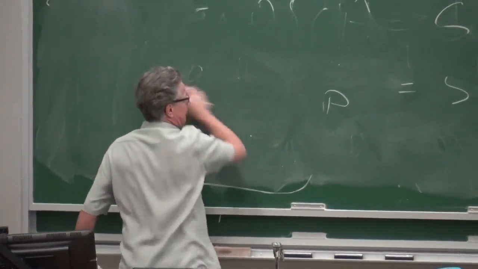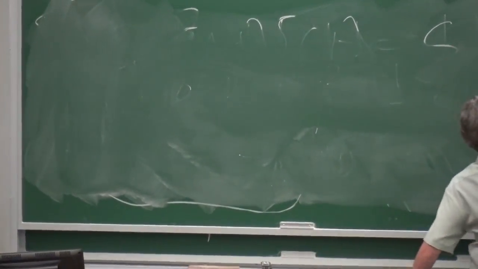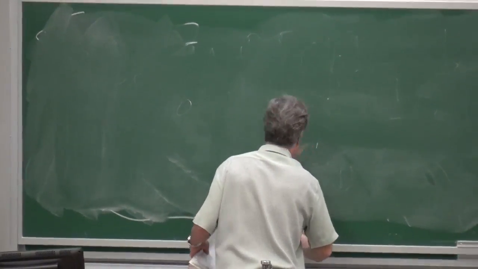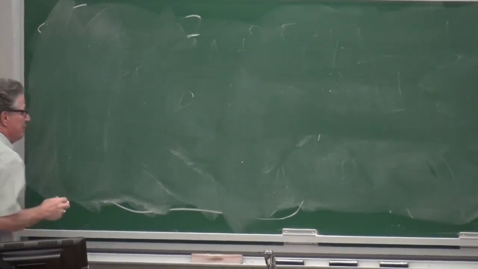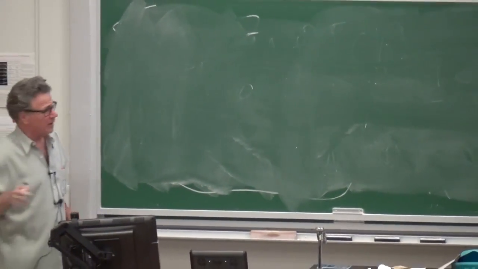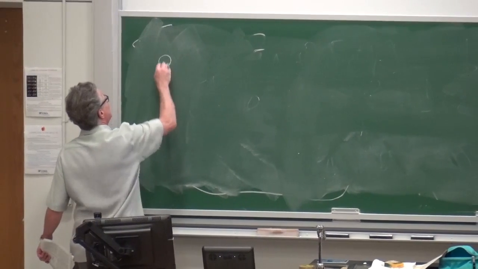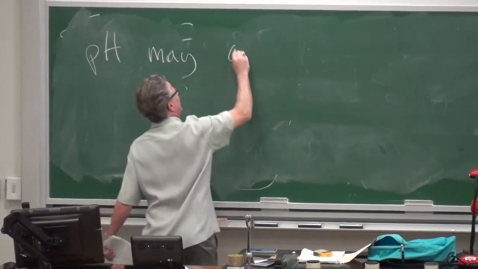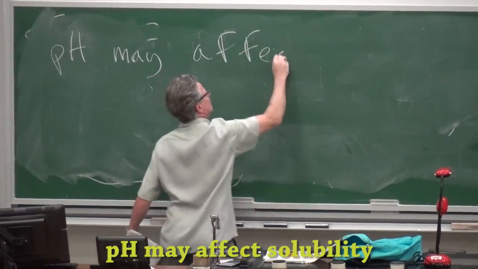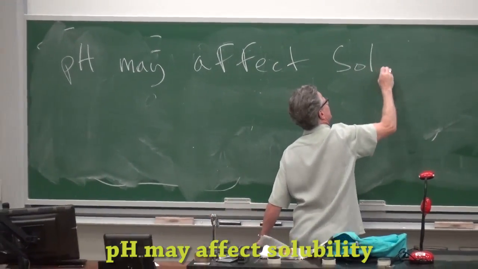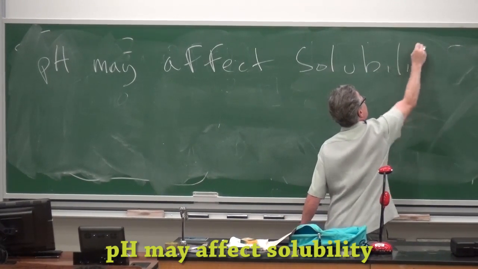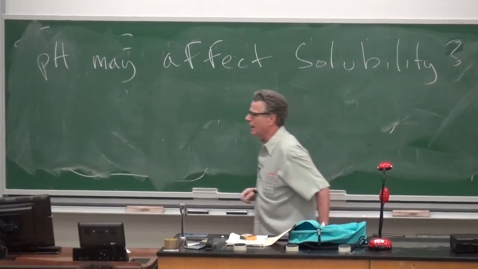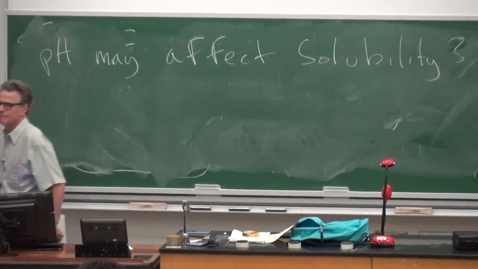So we're talking about things that affect solubility of weak electrolytes. Many weak electrolytes, not all, but many. pH may affect solubility. And there are many examples of why that might be.